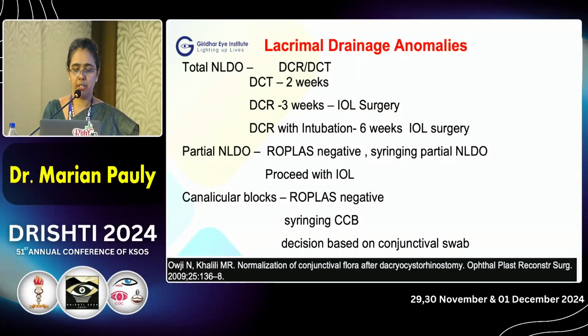Partial NLDO, if the patient is symptomatic, do a syringing and you can actually proceed with IOL. What we have seen is they might become total NLDO after cataract surgery. Canalicular blocks, regurgitation on pressure over the sac is negative, but syringing shows common canalicular block. So here the decision is based on your conjunctival swab. If the swab is negative, you can go ahead with IOL surgery. If the swab is positive, you have to treat and then go ahead. But before labeling it as common canalicular block, do a probing and confirm, because sometimes an atrophic sac, that is a very small sac, mimics canalicular blocks.